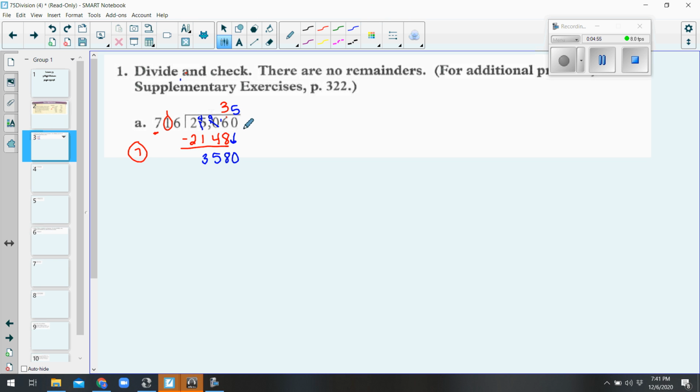So 5 times 6 is 30. Put down my 0, carry my 3. 5 times 1 is 5, plus my 3 is 8, and then 5 times 7 is 35. And I subtract and get 0. So my quotient or my answer is 35. Now I need to check. So I'm going to take my divisor.